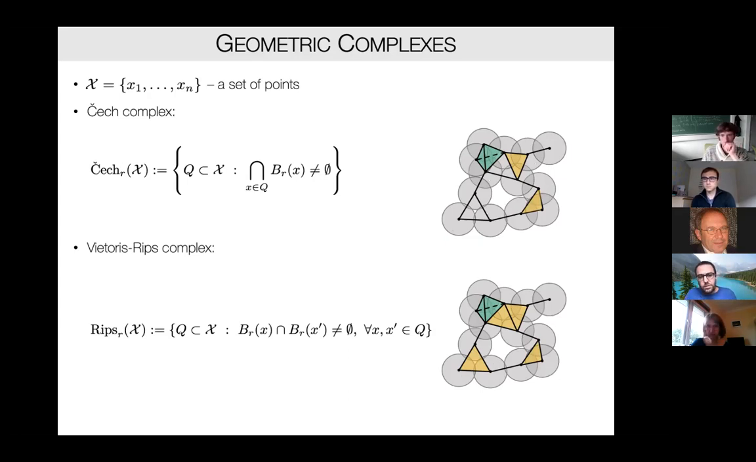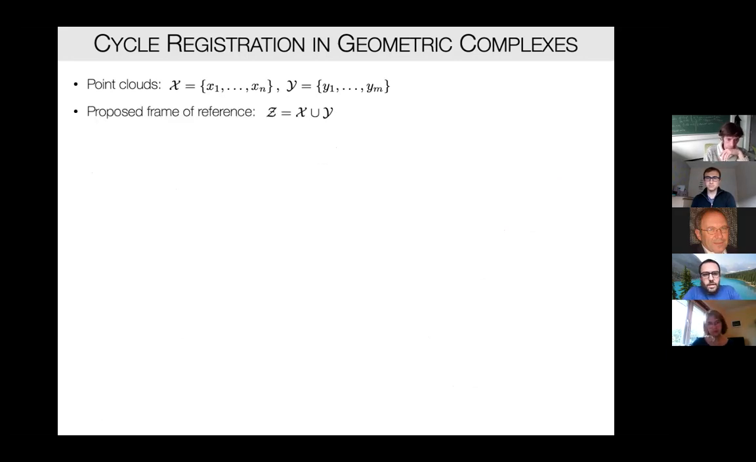So we mainly think about the Čech and the Rips, but in principle, you can think about any geometric complex you want, as long as it will satisfy what I'm going to show you in the next slide. So first of all, before the bootstrap, just how do you do cycle registration in geometric complexes? And I think it's a very natural way. So we're assuming that we have 2 point clouds. We want to compare cycles between those point clouds. And the common frame of reference would be just the union of the points, assuming they're lying in the same space.